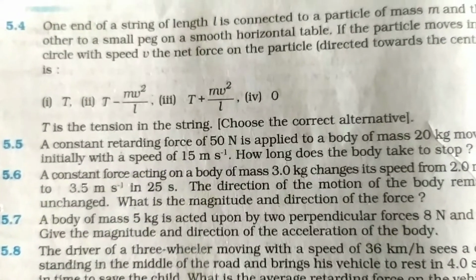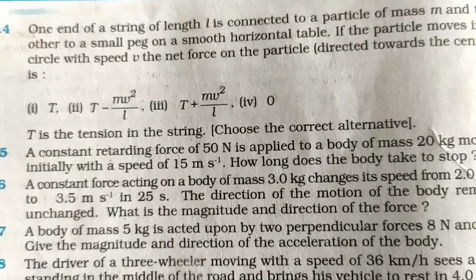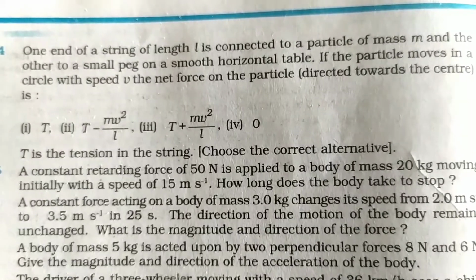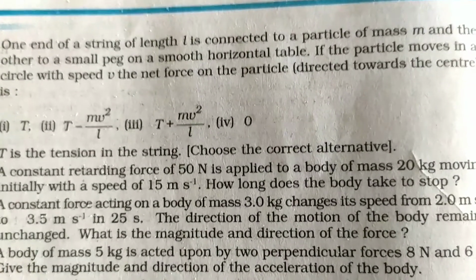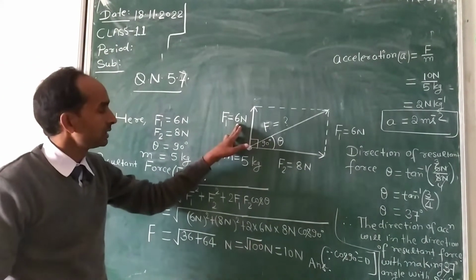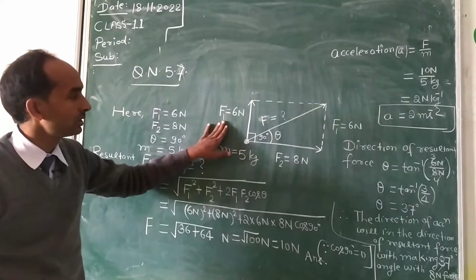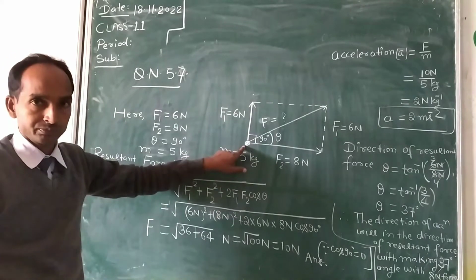Question number 5.7. A body of mass 5 kg is acted upon by two perpendicular forces, 8 Newton and 6 Newton. Give the magnitude and direction of the acceleration of the body. In this question, two forces are given, 6 Newton and 8 Newton, which are perpendicular to each other and acting on a body of mass 5 kg.